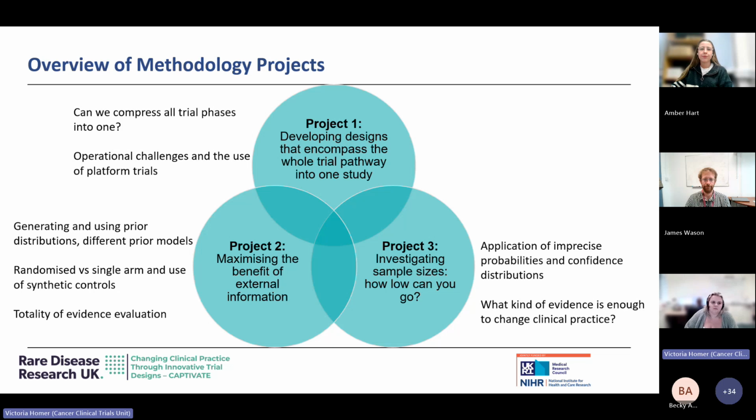Our actual research node is focused around three methodology projects. The first one is looking into whether we can compress clinical trial phases into one. So instead of having a phase 1 trial, a phase 2, and then a phase 3, can we compress all of those so we just do one trial that encompasses all pathways? How does that look in terms of the regulatory approval? How do some of those transition periods look?